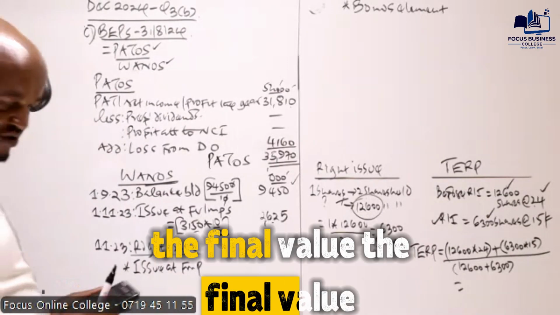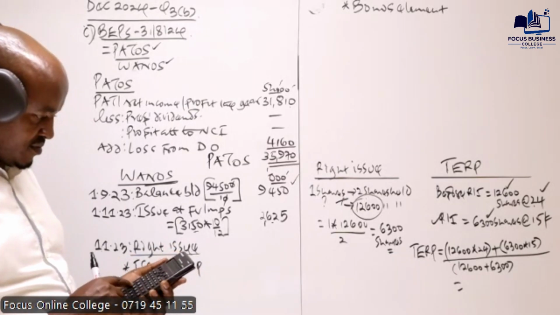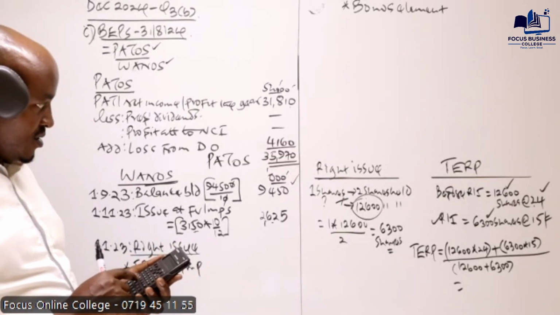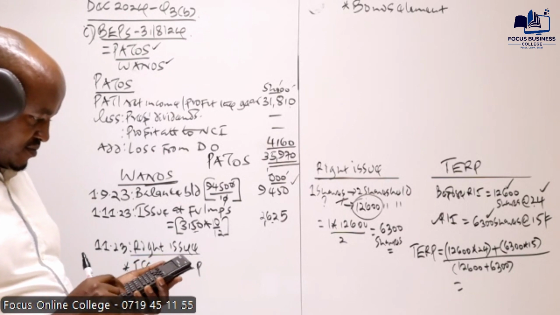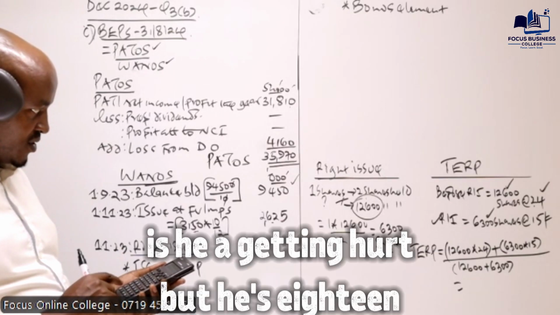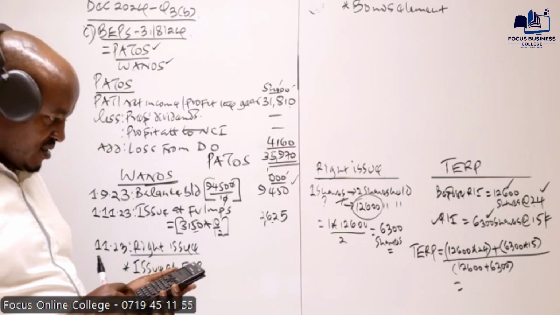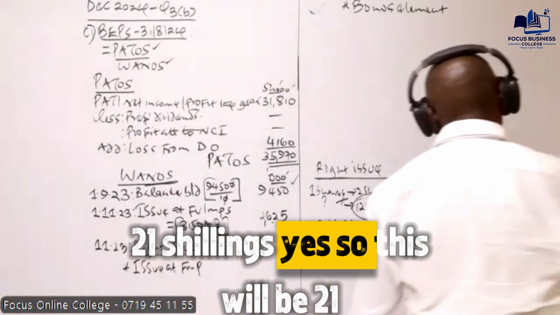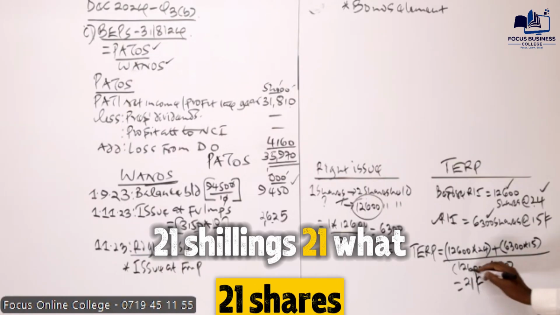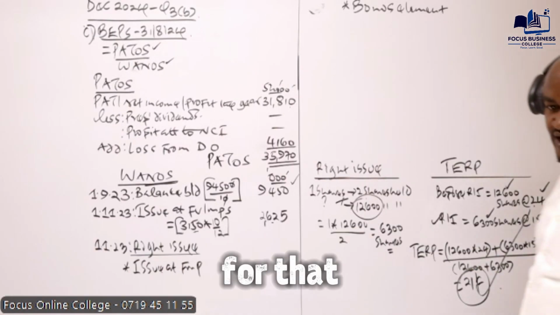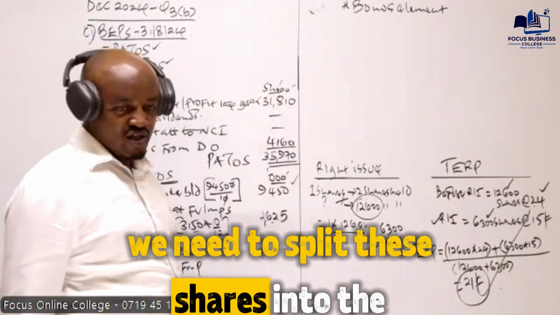What are you getting? Yes, you're getting 21 shillings. So this will be 21 shillings. Remember, there is always a mark for that. Having that, we need to split these shares into the two components.